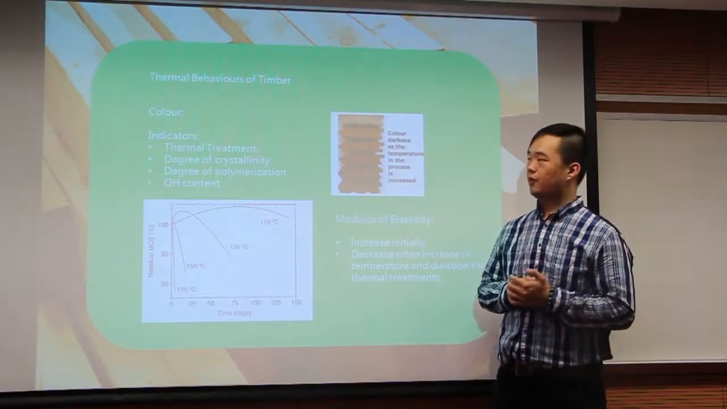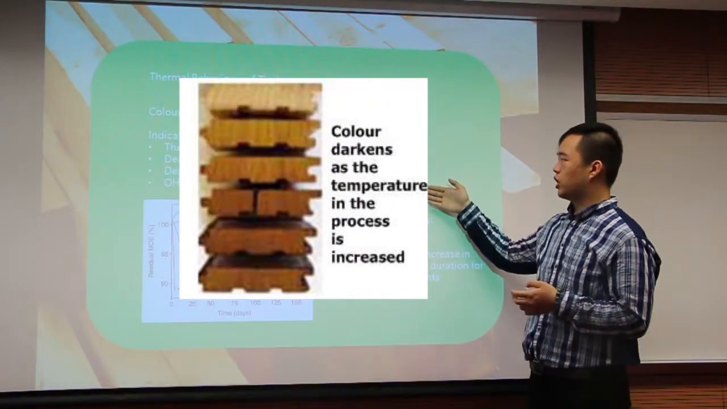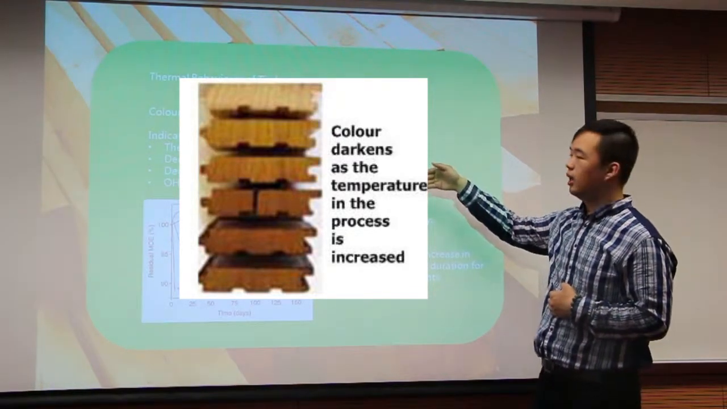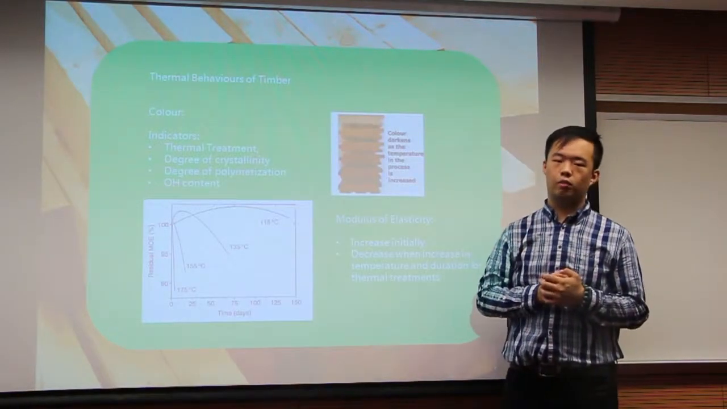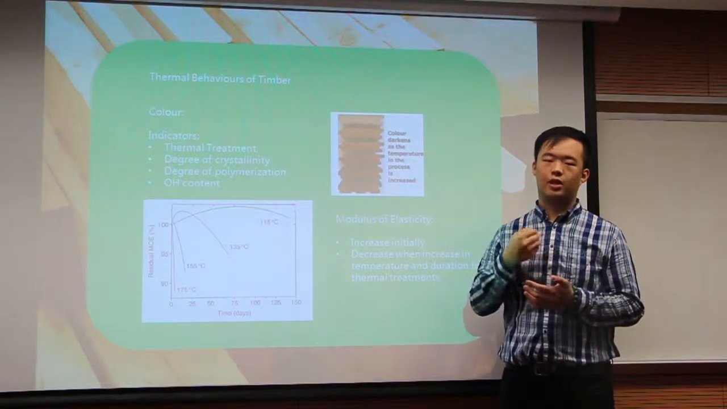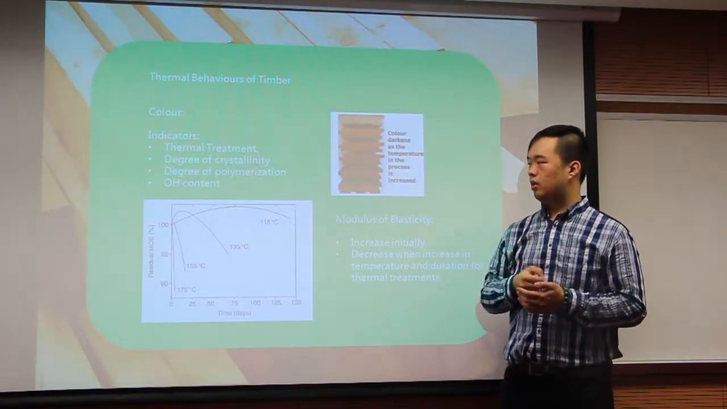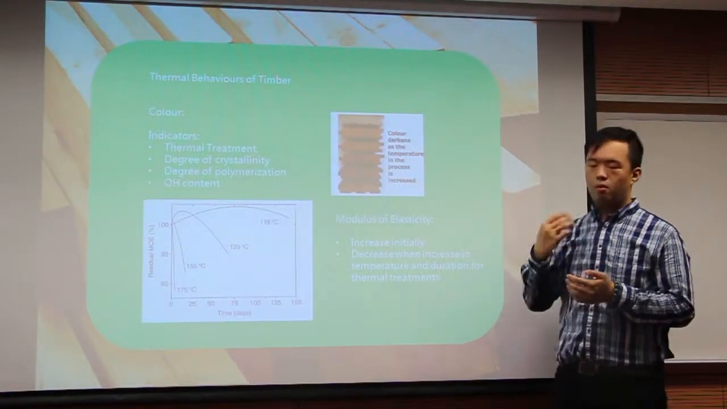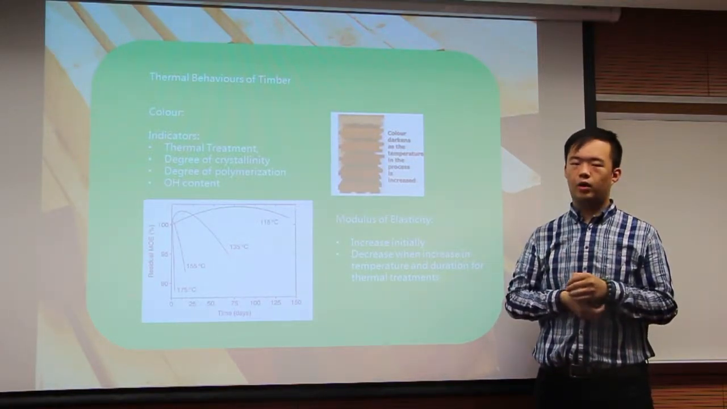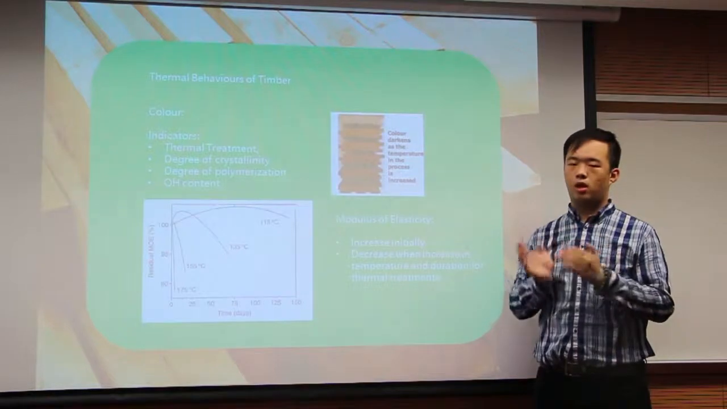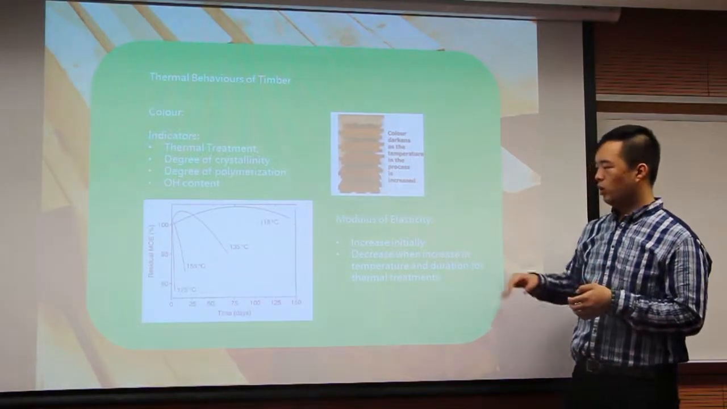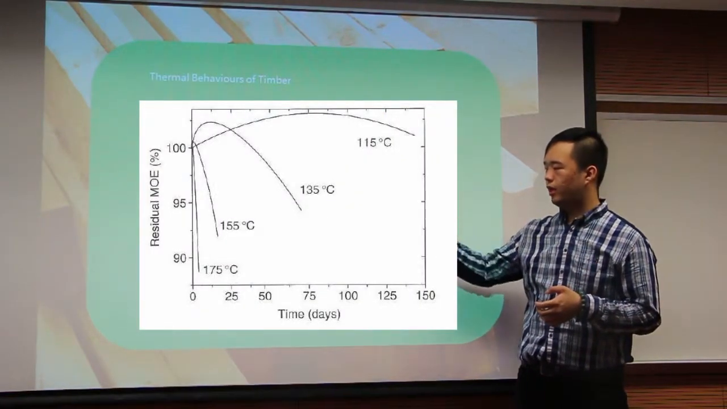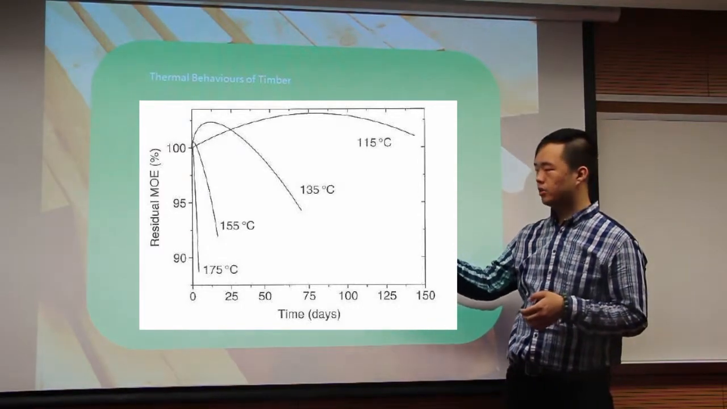So first, as for the color change, we can see in this feature, the color darkens as the temperature in the process is increased. And the indicators for this process will be the temperature, the degree of crystallinity, the degree of polymerization, and the OH content. And as for the modulus of elasticity, it has a different curve when compared to the modulus of rupture. And we can see it will increase essentially at a lower temperature, which is 115 degrees Celsius and 135 degrees Celsius.